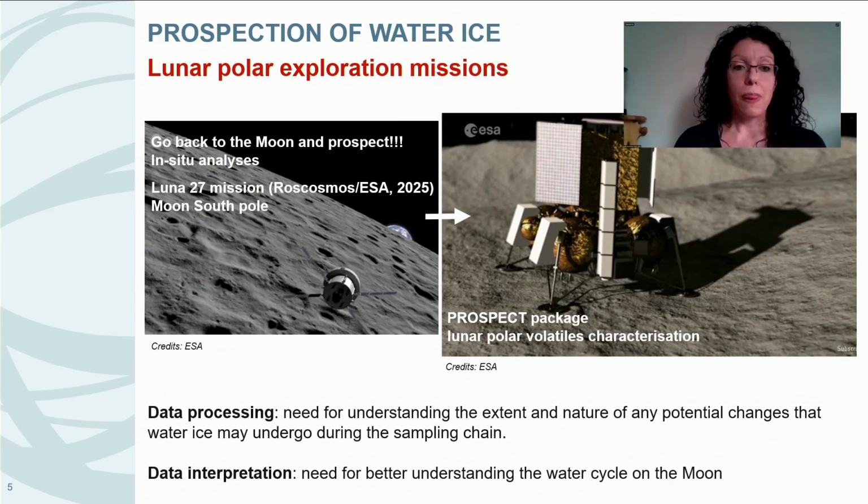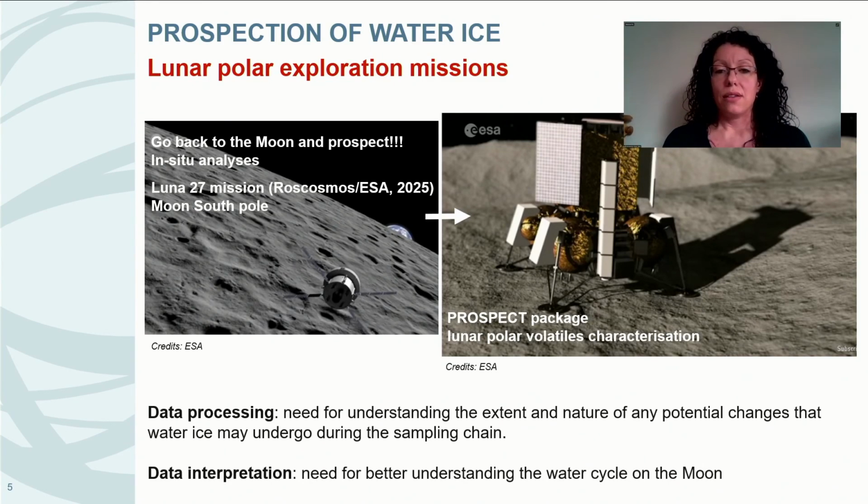Part of the data processing needs a better understanding of the extent and nature of any potential changes that the water ice may undergo during the sampling chain, meaning that we need to know the amount of water ice that is expected to be lost during the sampling chain, and also the isotopic fractionation that this sublimation will create. Knowing that will help to infer the original water ice abundance and the original isotope signature of the collected sample.